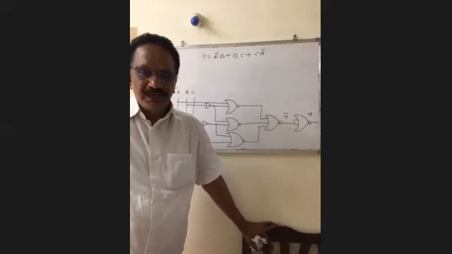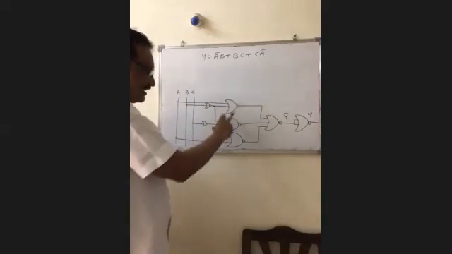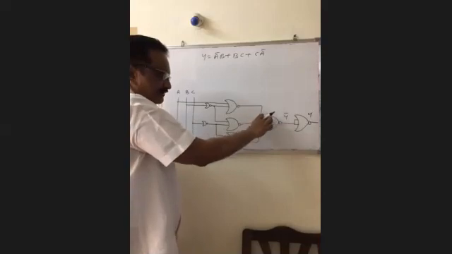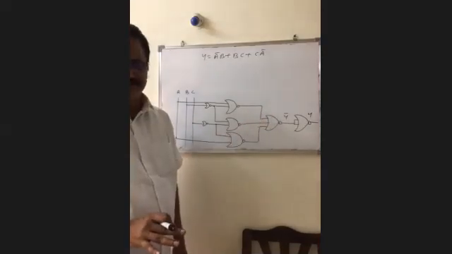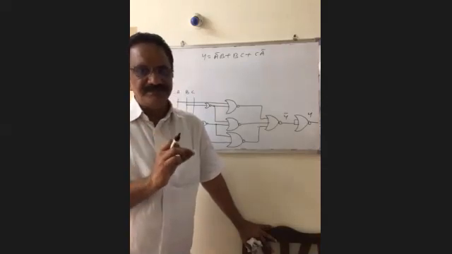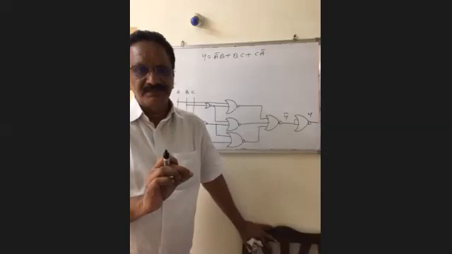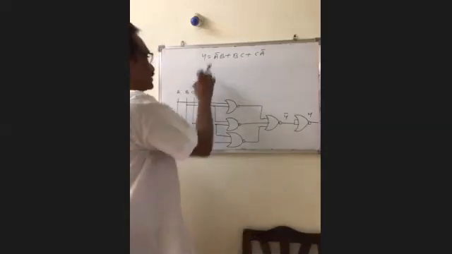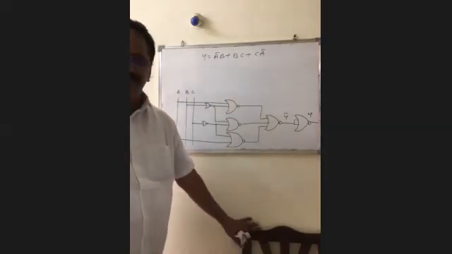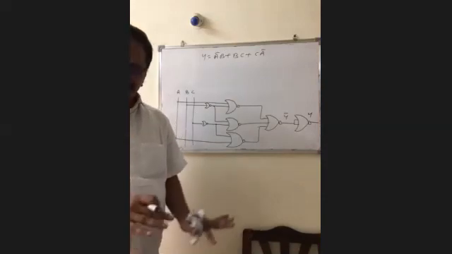Next line. To realize the given SOP expression by using only NOR gates, the first level gates are NOR gates, the second level gate is also a NOR gate, and we have to connect a single input NOR gate in the third level and complement each input variable. So that is the procedure.